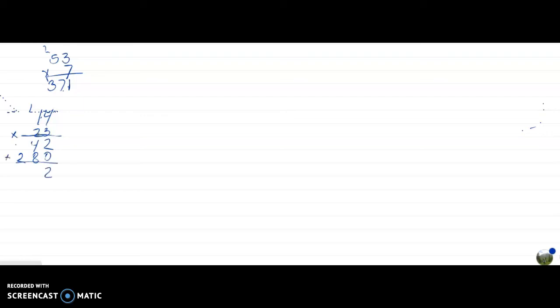Let me put my addition symbol there. 2 plus 0 is 2. 4 plus 8 is 12. I have to carry the 1. And 2 plus 1 is 3. So the final answer is 322.